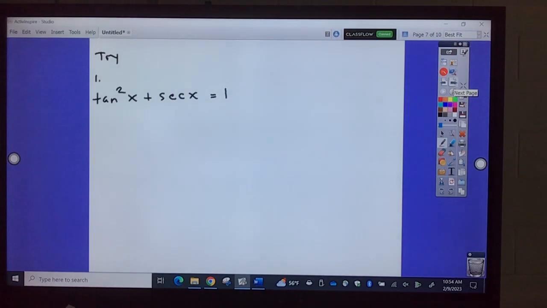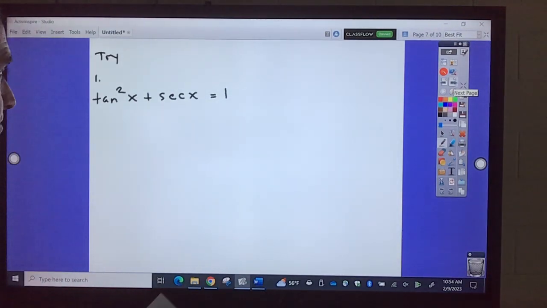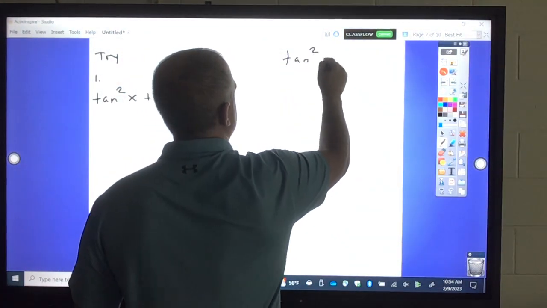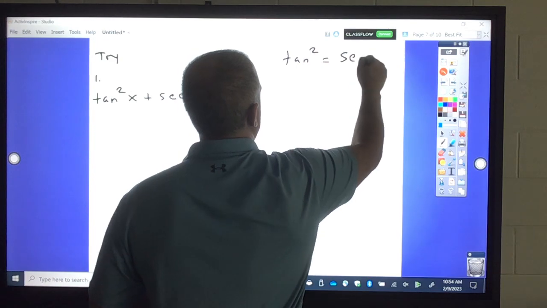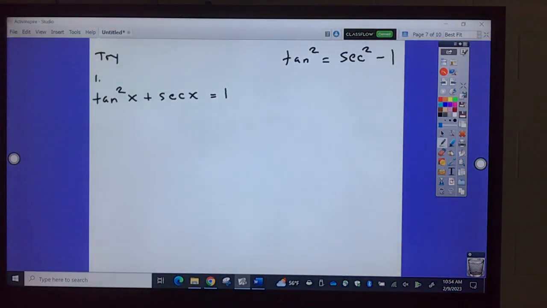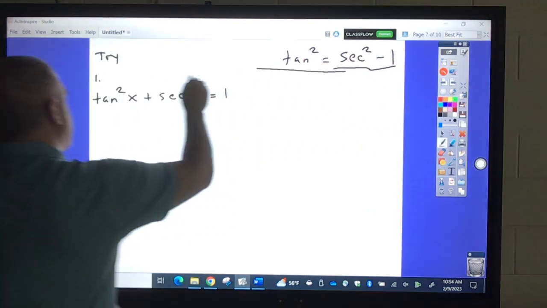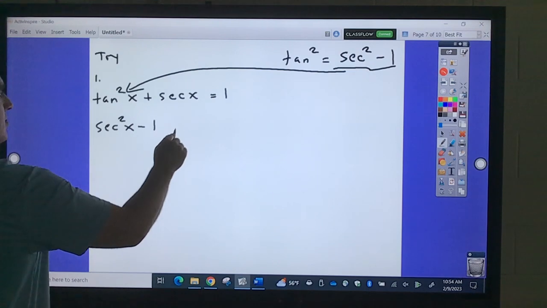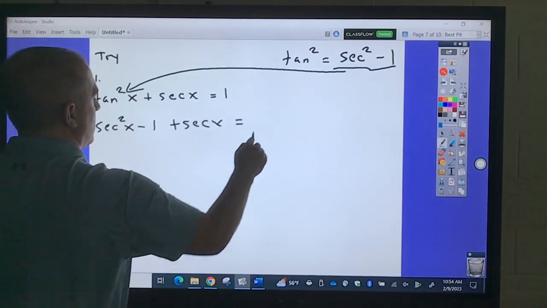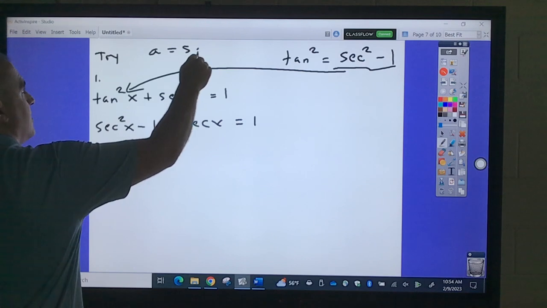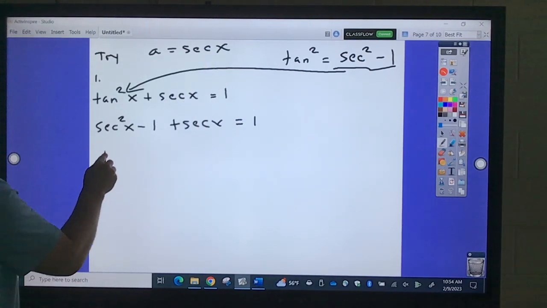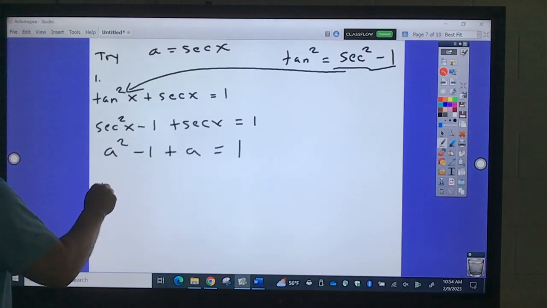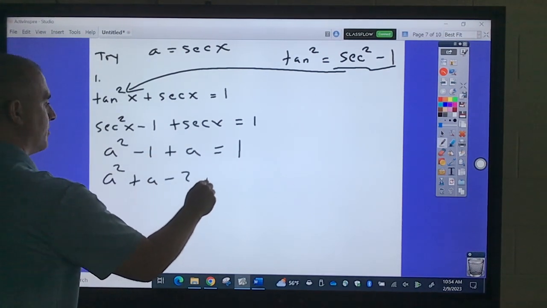Okay? So go ahead and try this one on your own. All right? Now, what you would know is that this is equal to that. So what I want to do with this: secant squared x minus 1 plus secant x equals 1. If you want to sub out a for secant, that's probably a good idea. So that's a squared minus 1 plus a equals 1. Move the 1 back. That's a squared plus a minus 2 equals 0.